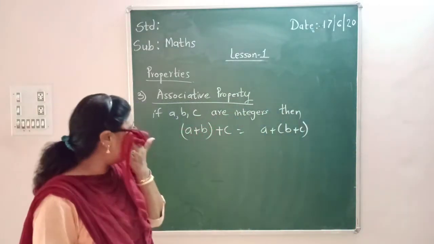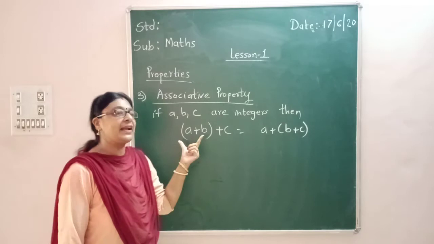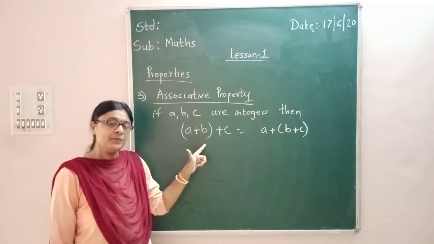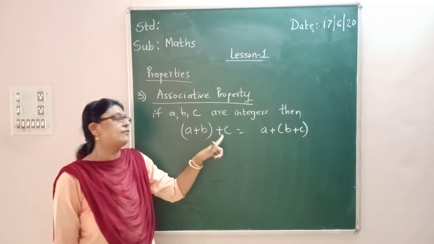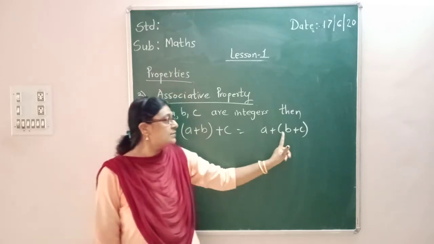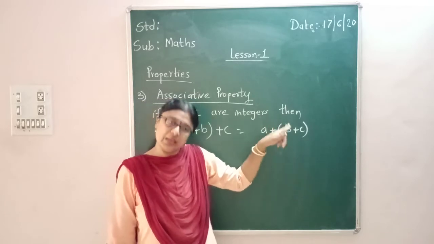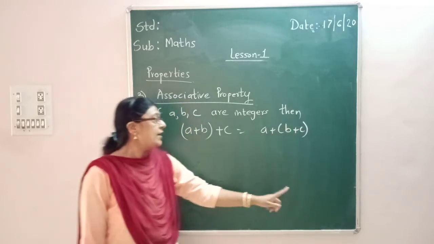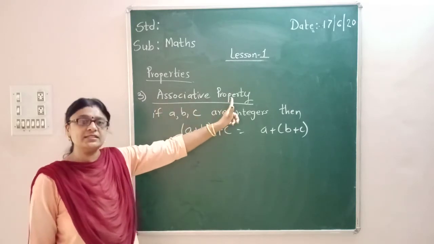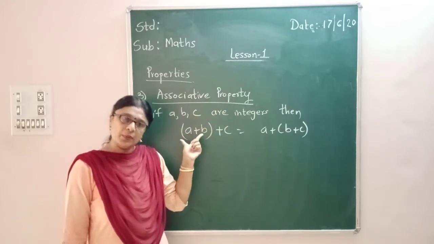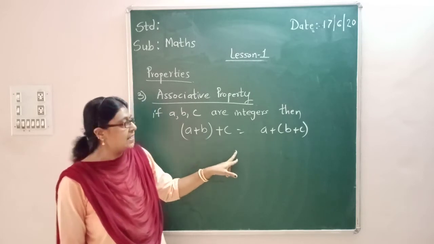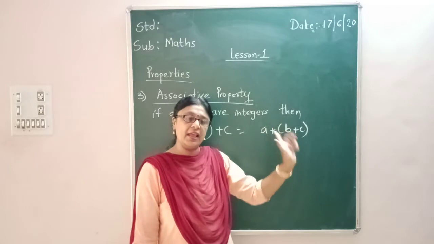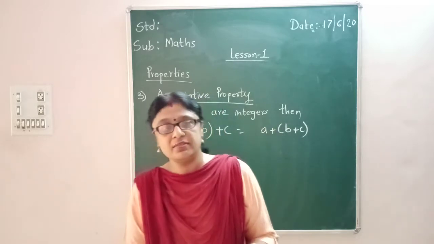Now what can you observe from this? What does this bracket suggest? This bracket suggests that first you have to do A plus B and then to that answer you have to add C. What does this bracket suggest? That first you have to do B plus C and to that answer you have to add A. Understood? Fine. So the associative property, what does it say? That whether you do A plus B first and then add C, or whether you add B plus C first and then add A, your answer is going to remain the same.